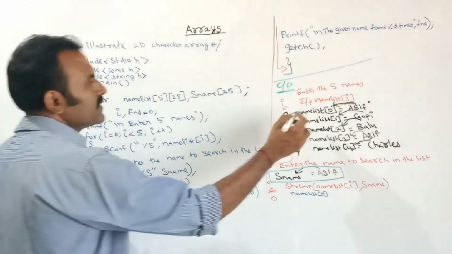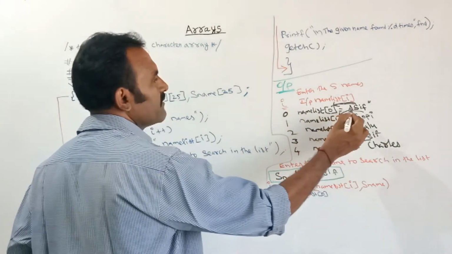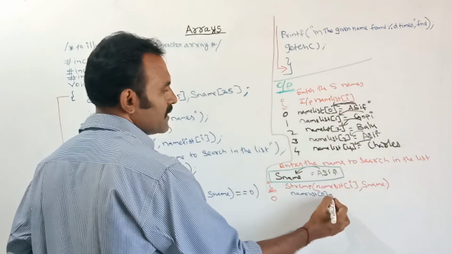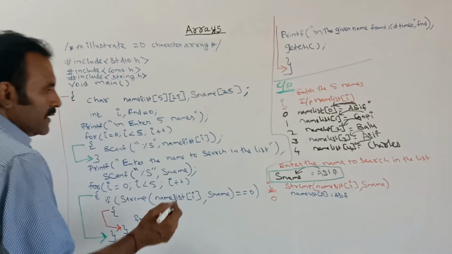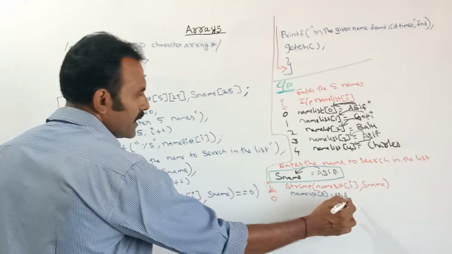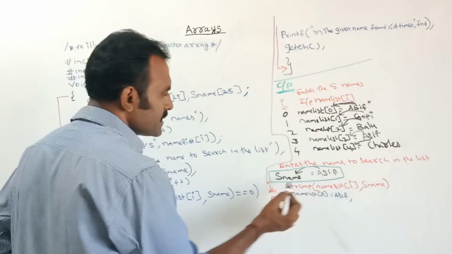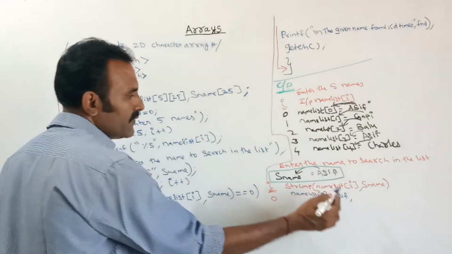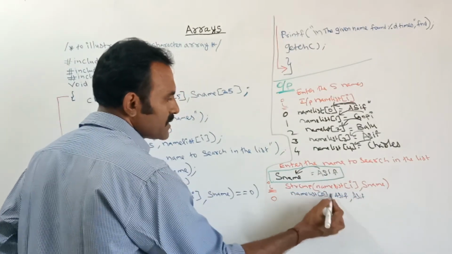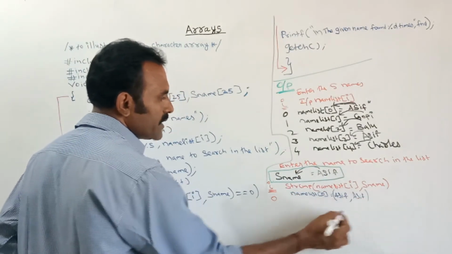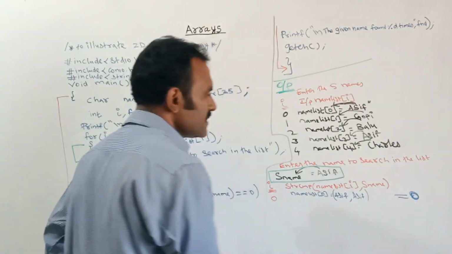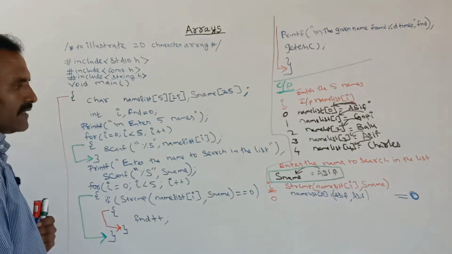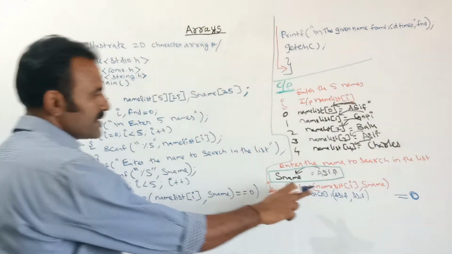Here the name list of the 0th value, which we already stored, is Asif. And it compares this name Asif with sname. In sname I had stored the value Asif. So when we compare these two strings, it returns the value 0, because if both strings are equal, then it returns the value 0. So it is equal to 0.